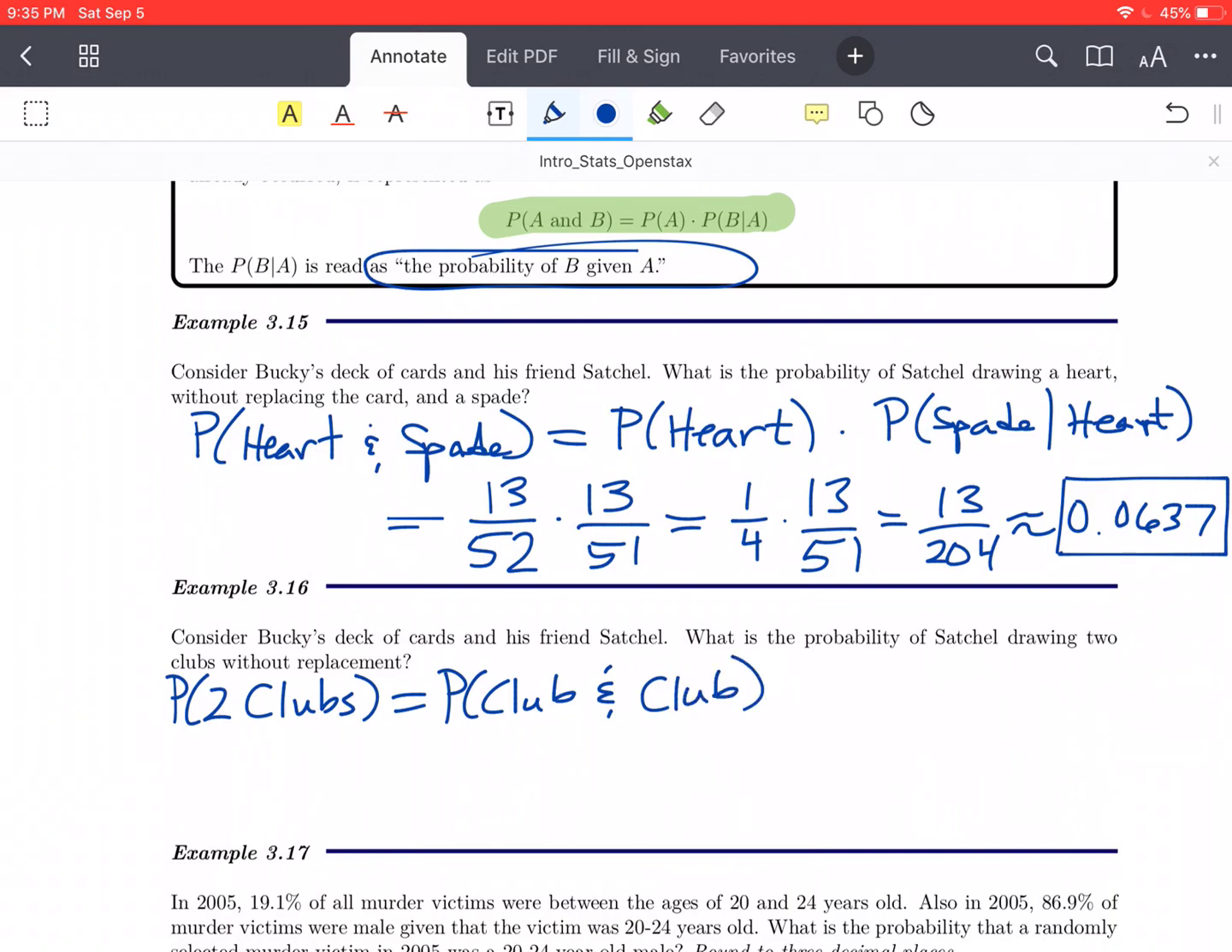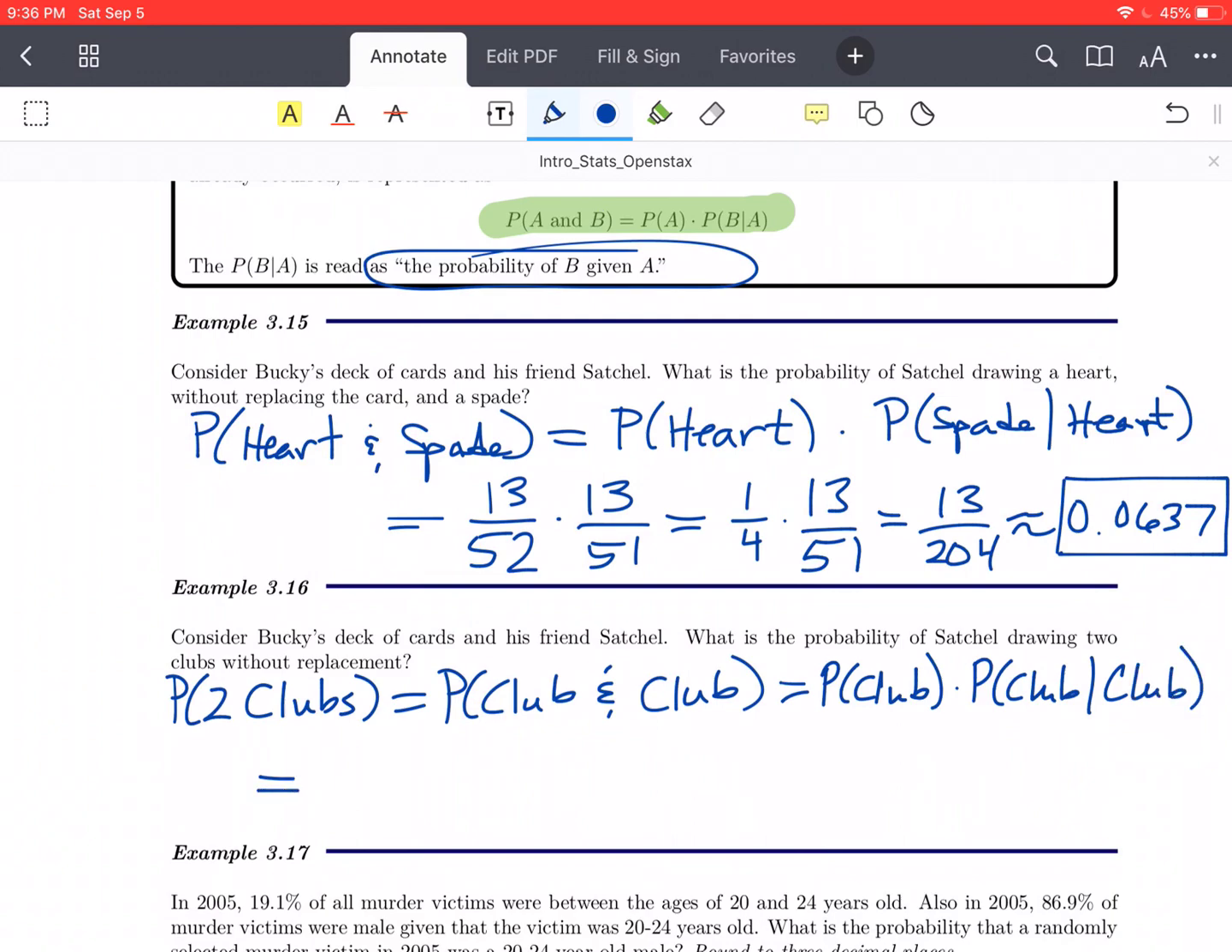You have to put it in that and form because if we have it in the and form, we can use this formula up here. Okay, so getting that and in there is going to be really helpful in setting this up appropriately. So this is the probability of a club times the probability of getting another club given he already got a club the first time.